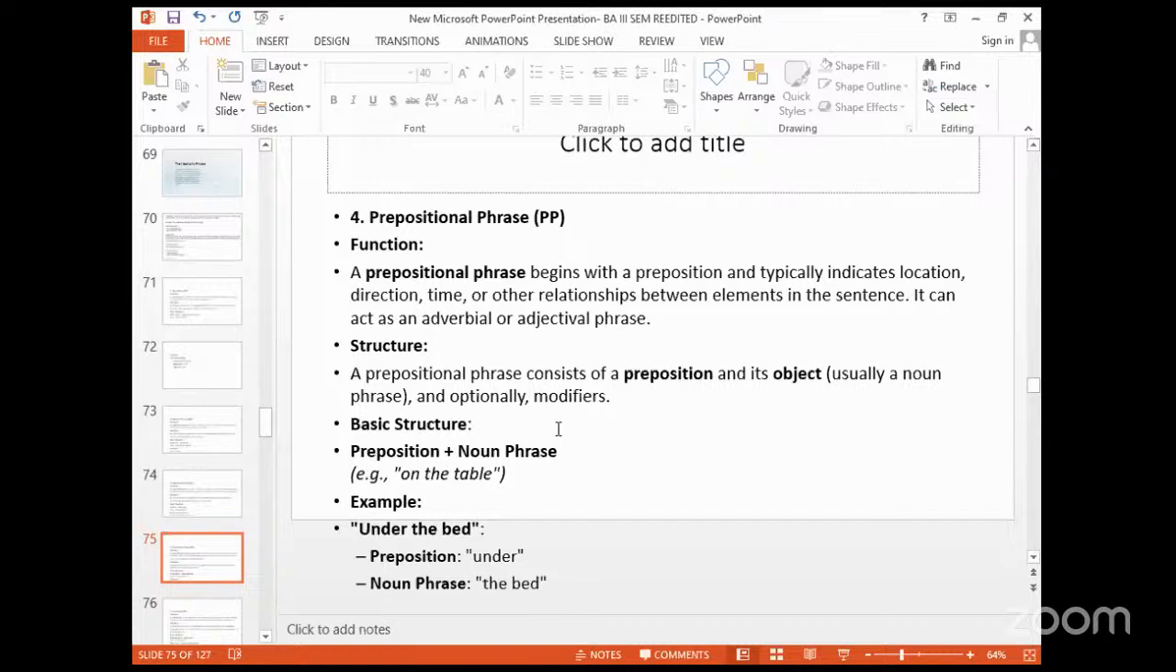So the basic structure, if you look at it: a prepositional phrase has a preposition plus a noun phrase. So for example, on, which is a preposition, the table, on the table. And then under the bed, the preposition being under, and the noun phrase, the bed.